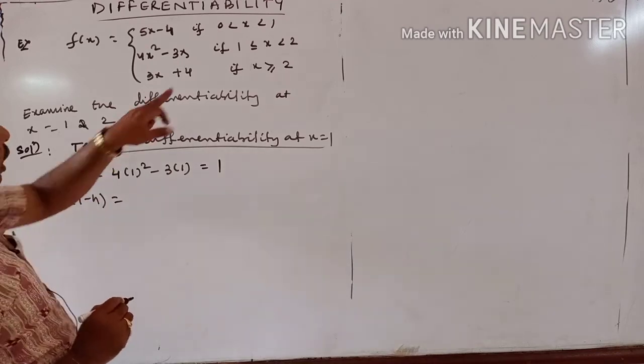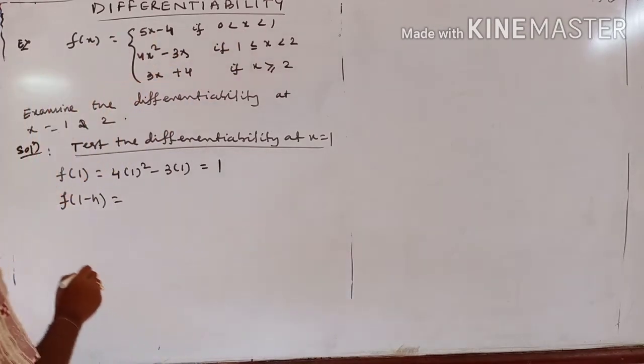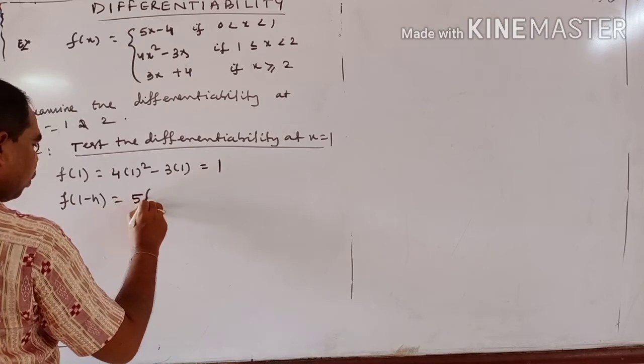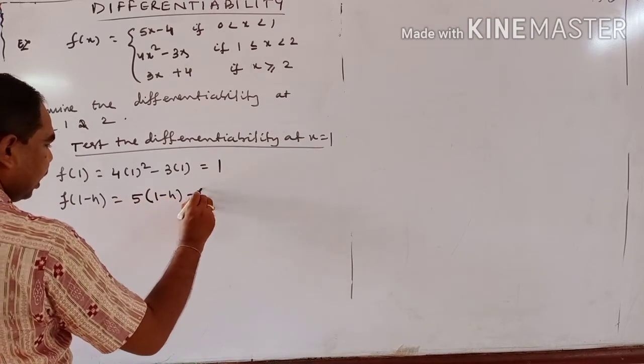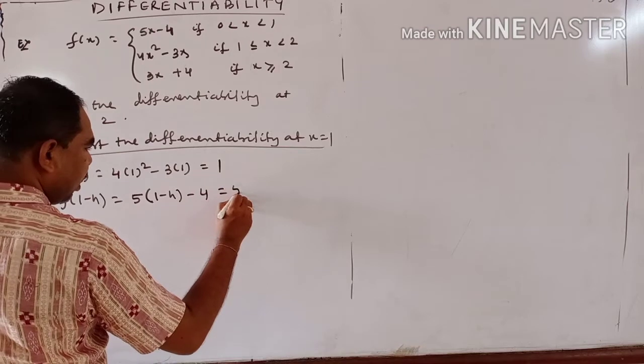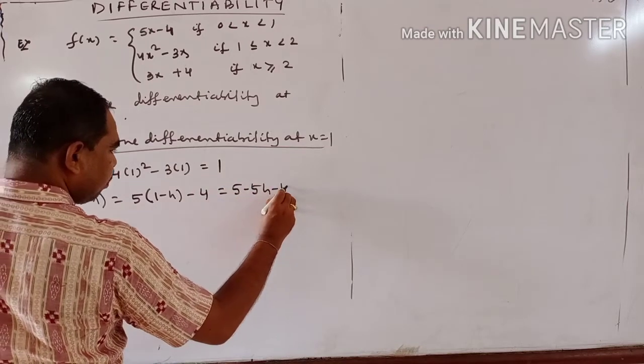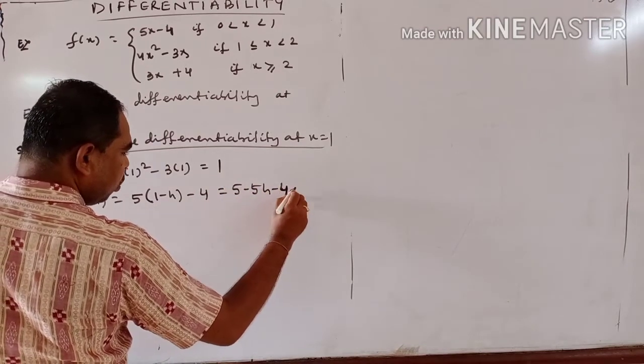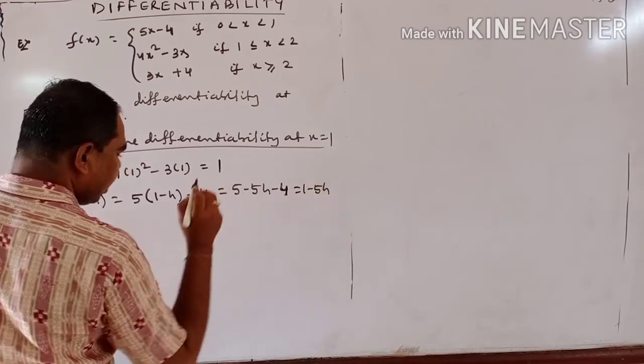Similarly, f of 1 minus h is required. So 1 minus h, when x is less than 1, what is f of x? 5x minus 4, 5 into 1 minus h, minus 4, so it is equal to 5 minus 5h minus 4, which is equal to 1 minus 5h.